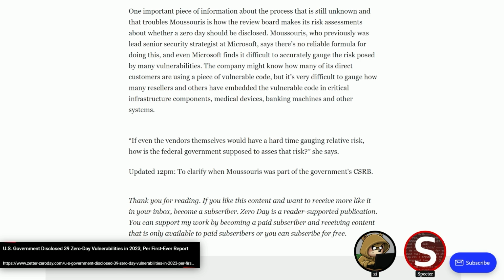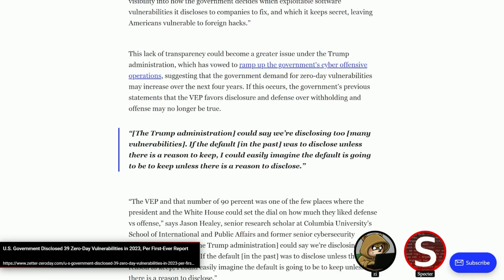But yeah, all that's to say, we still don't know a lot. It's fun to speculate, and it is interesting seeing a bit of that shift. That said, the blog post is somewhat pessimistic on the future of that and going more towards transparency, because they have this direct quote where this lack of transparency could become a greater issue under the Trump administration, which has vowed to ramp up the government's cyber offensive operations.